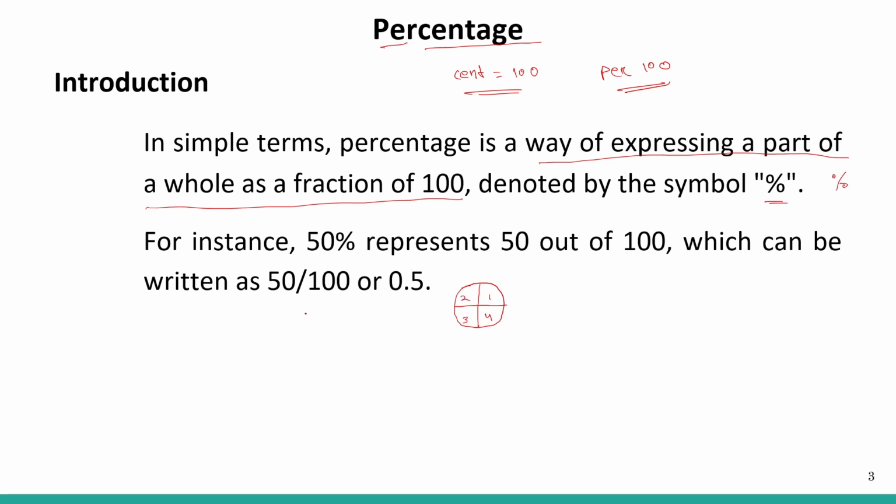And your friend has also another pizza. So let's see the second pizza, and it is divided into 3 slices: 1, 2, and 3. So you have the first pizza and you have this second pizza. The first pizza is divided into 4 slices and the second pizza is divided into 3 slices.